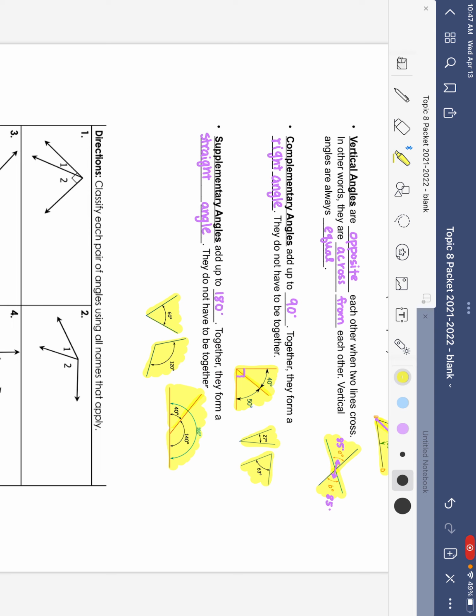Okay, so number one, I know that angle 1 and angle 2 share this common corner point, and they also share this common side. So I know that they are adjacent. Another thing that I see is that there's this square right there telling me that together they add up to 90 degrees, so they are complementary.